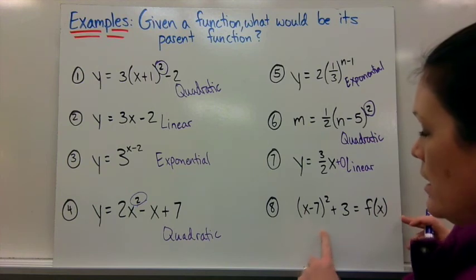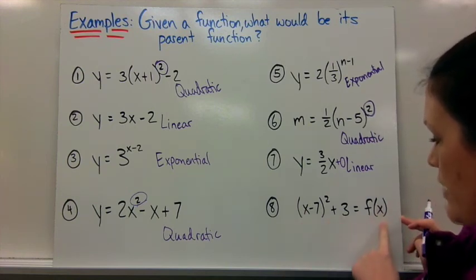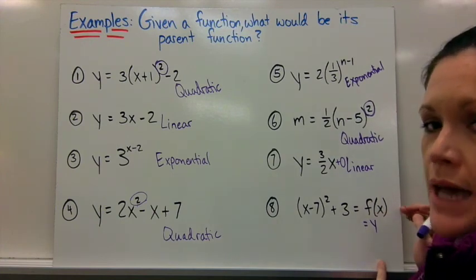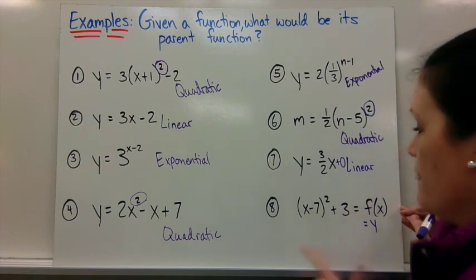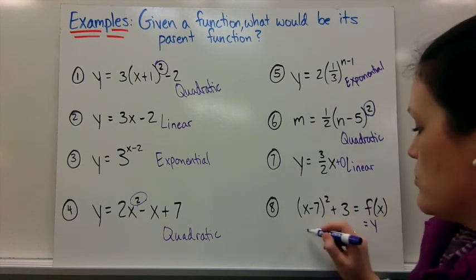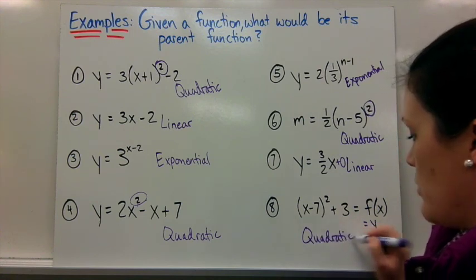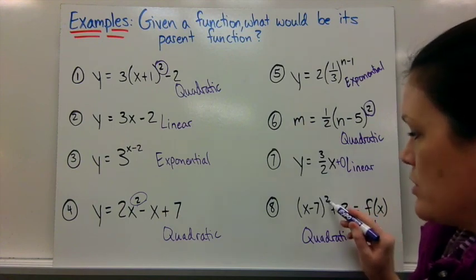On number 8, I have (x minus 7) squared plus 3 equals f of x. F of x is the same thing as y equals. So when you see that, notice it means the same thing. So don't let that part throw you off. And then the square means this one is quadratic. I don't have a variable as my exponent or part of my exponent. And it can't be linear since that part right there was squared.